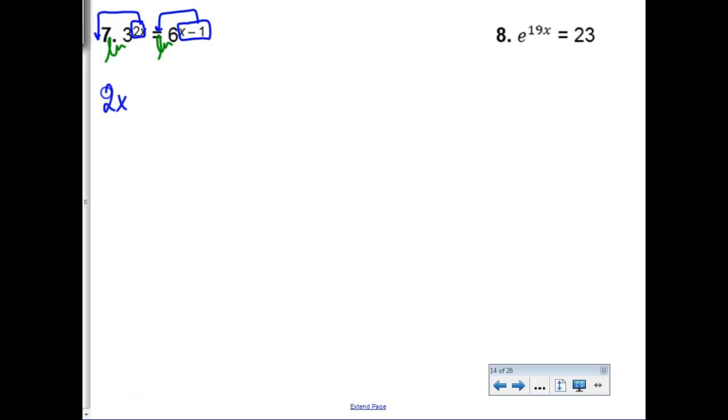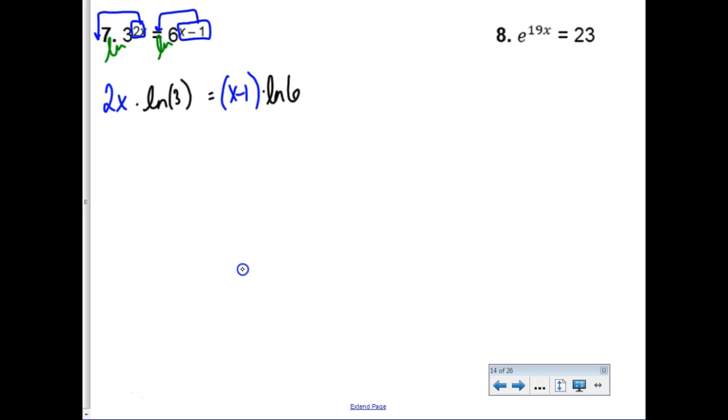So you have a 2x that is now being multiplied by the natural log of 3. And it equals the quantity x minus 1. You're going to need to put parentheses around that. Times the natural log of 6. Okay. So you got to kind of boil down to what are you looking at here. Natural log of 3 is some disgusting decimal. Natural log of 6 is some disgusting decimal. You have to work with them. At some point, you're going to need to isolate x's.